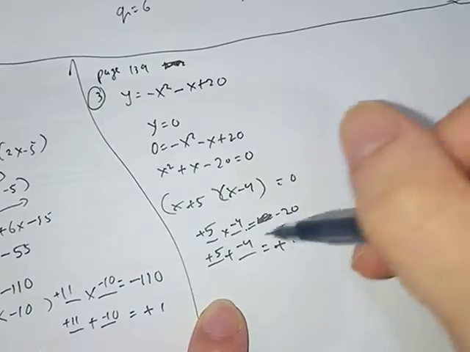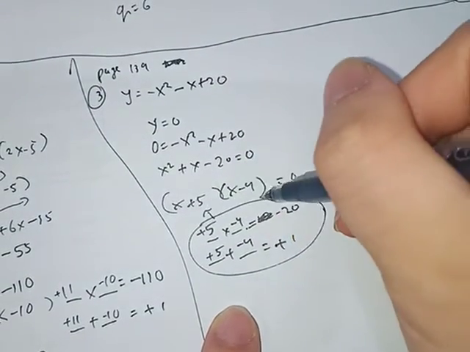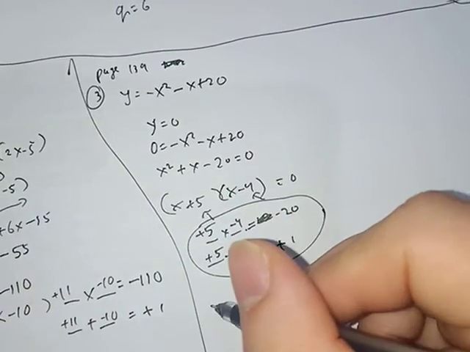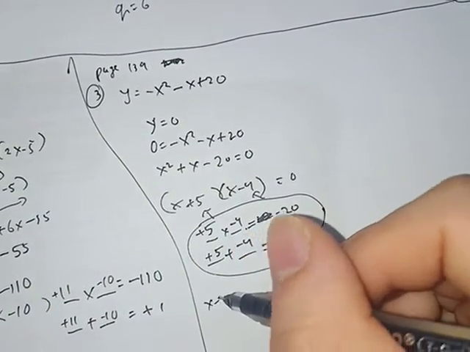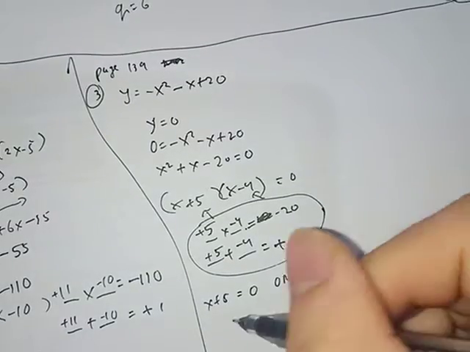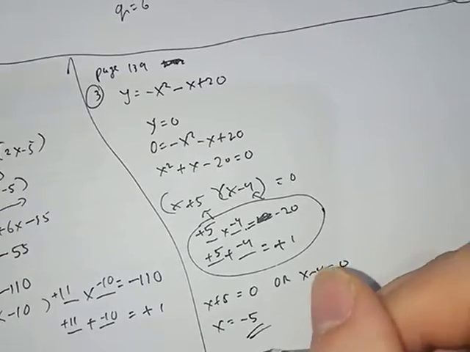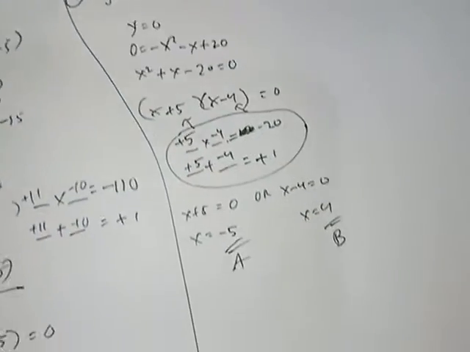Positive 5, negative 4, right? Yeah, it goes like this. And then, yep, that means x plus 5 equals 0, or x minus 4 equals 0. x equals negative 5, x equals 4. This is the A and B already.